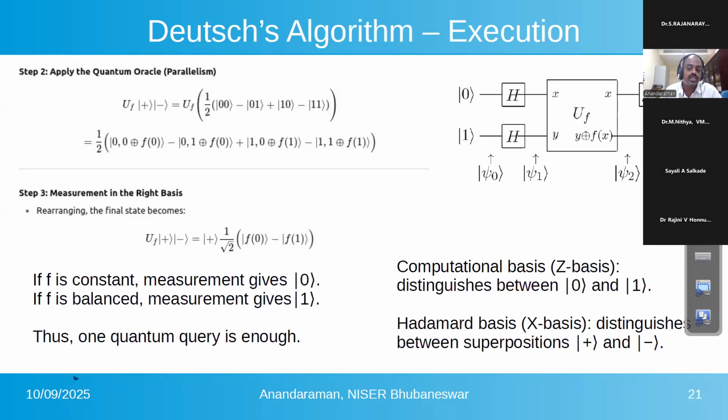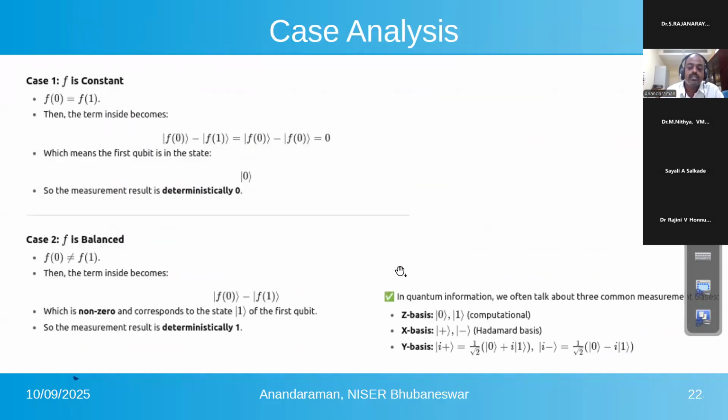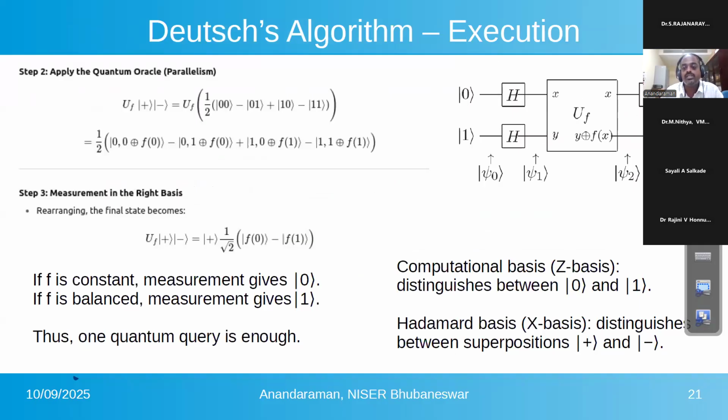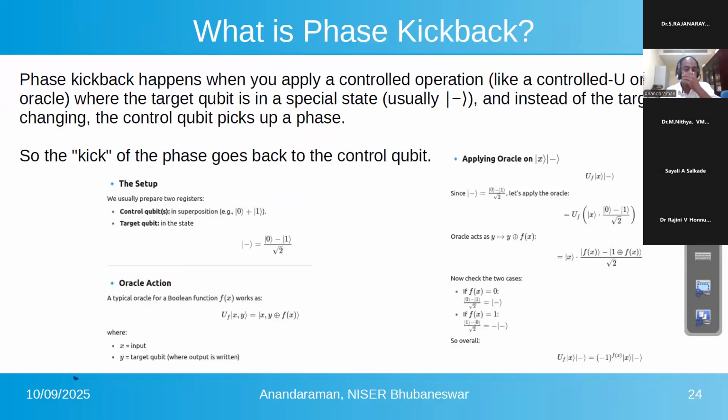How is the phase getting changed? Because of this operation, y XOR f of x. This is the auxiliary qubit. Here we are not using it, this is waste for us. But in this operation, this is the control, this is the target, but something happening in the target is inducing the control bit and changing its phase. That is called phase kickback. It is the effect where the phase of a qubit is kicked back onto another qubit during a controlled quantum operation like a CNOT gate. So here the phase of x is changed based on y. That is called phase kickback. So superposition and phase kickback. So here I explained what phase kickback actually is.